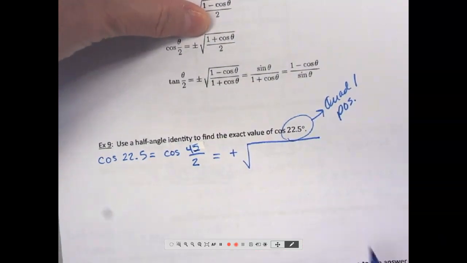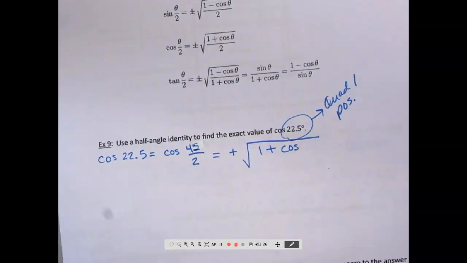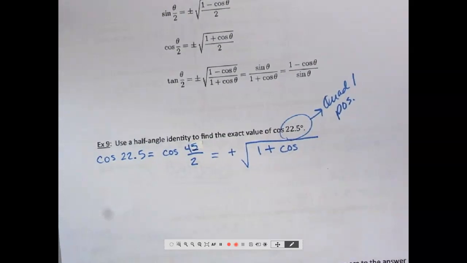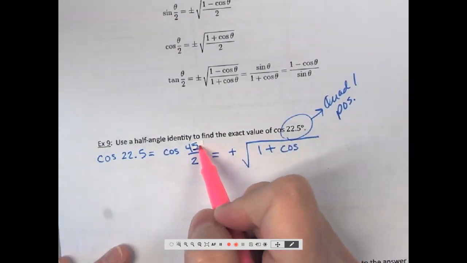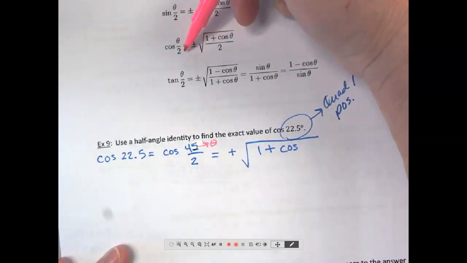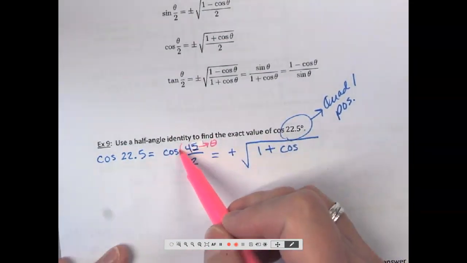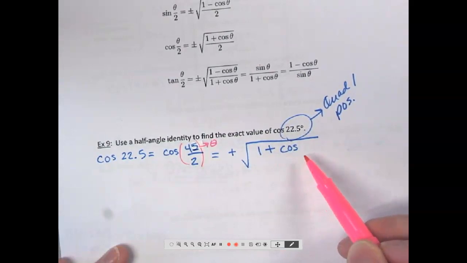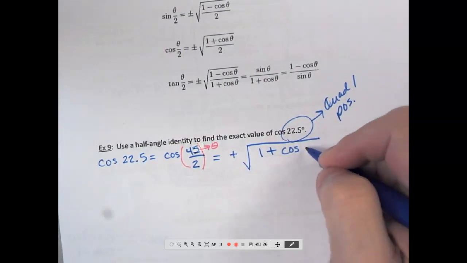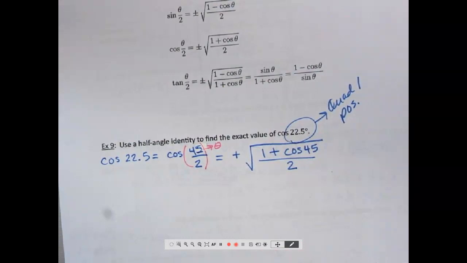Big square root. 1 plus cosine theta. What is theta? 45. Okay, so this is what gets people. This right here is theta in the formula. Theta divided by 2. So yes, I'm finding cosine 22.5, but I'm rewriting that as 45 over 2. So in the formula, when I see theta, it's 45. Is everybody okay with that? Over 2. Okay, so that doesn't look so tricky.